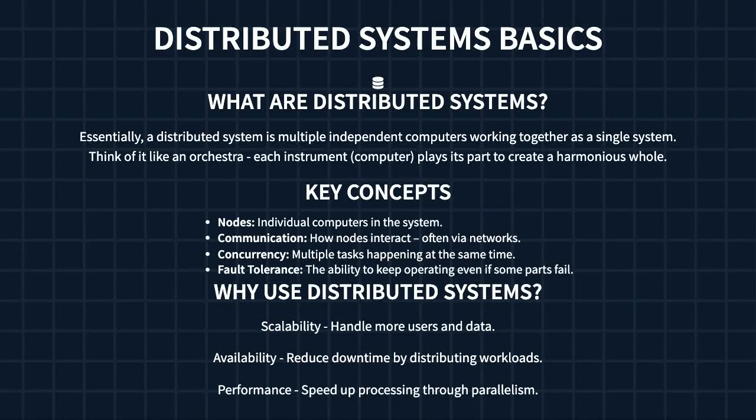Okay, let's talk about distributed systems. Basically, they're like a team of computers working together to achieve one goal. Instead of having everything crammed onto just one machine, you spread it out across several independent ones. This approach allows us to handle huge amounts of data and user scaling up as needed. It also means if one part of the system goes down, the others can keep running, making things more reliable and available. Finally, distributing tasks lets us process information much faster.